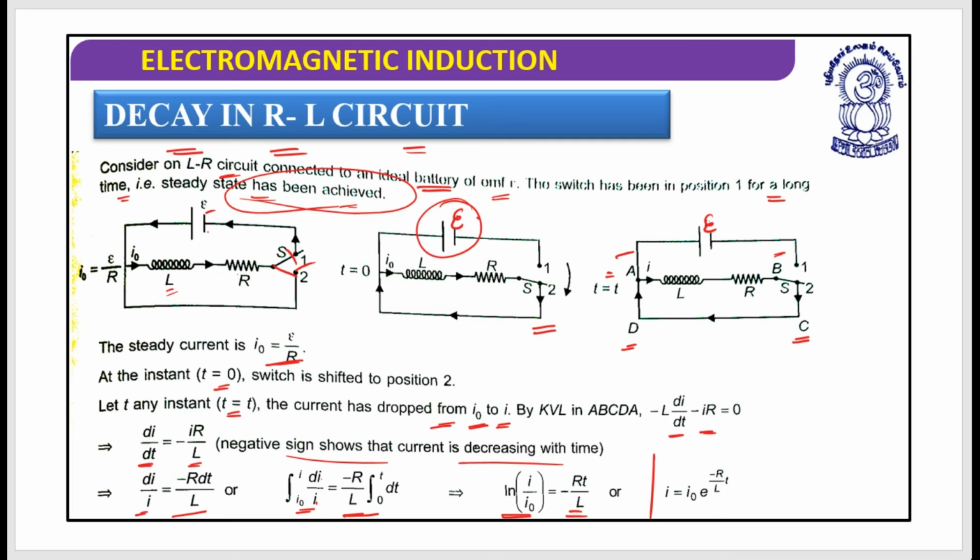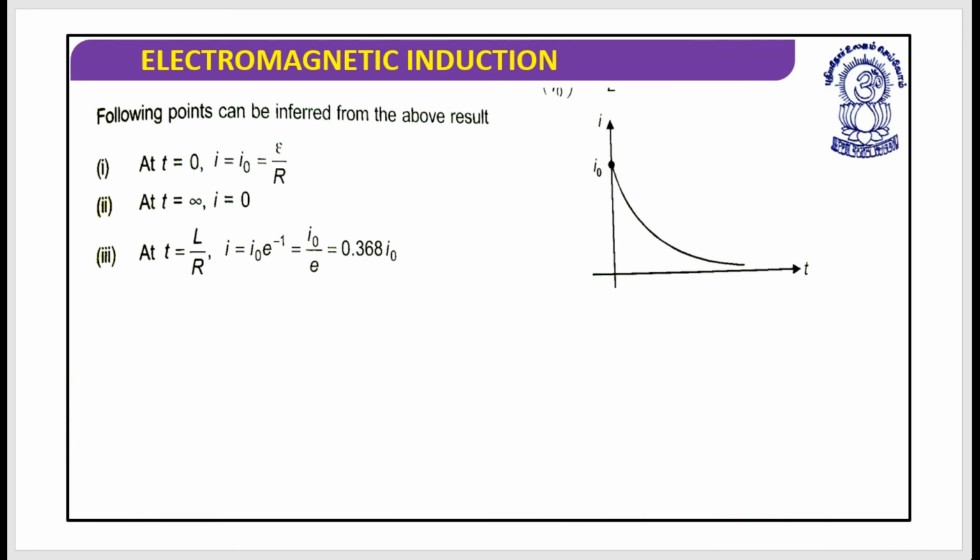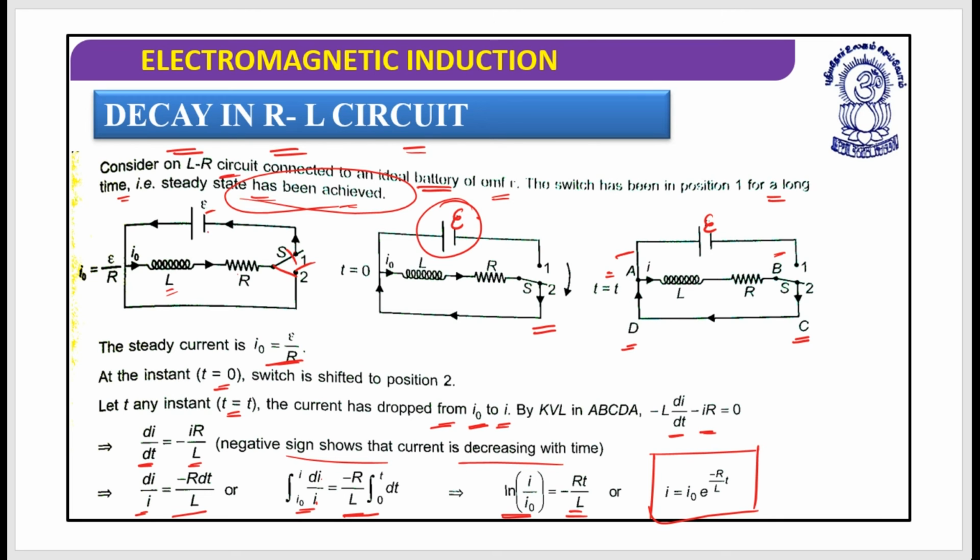So this could be represented as I is equals to I0 into e to the power minus of R by L into t. If this is the situation, look at this. My current was I is equals to I0 into e to the power minus of R by L into t. Yes, this was the situation that we have seen here.